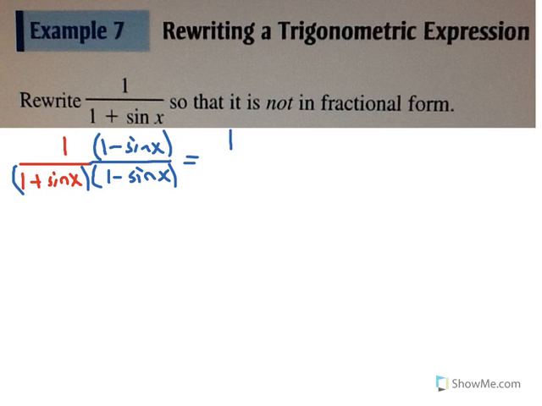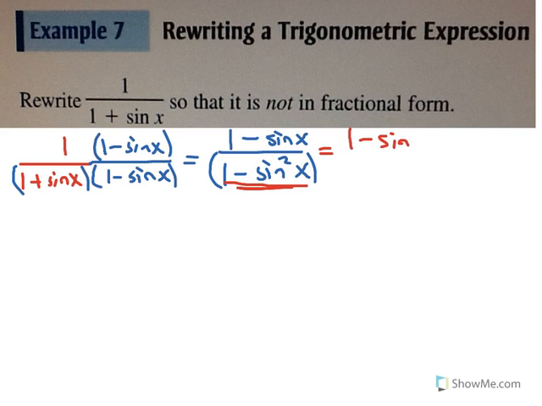And when I do that, on top I get 1 minus sine x times 1 minus sine x, or 1 minus sine squared x. Now this ends up being a Pythagorean identity, and 1 minus sine squared is equal to cosine squared. So I get 1 minus sine x over cosine squared x.